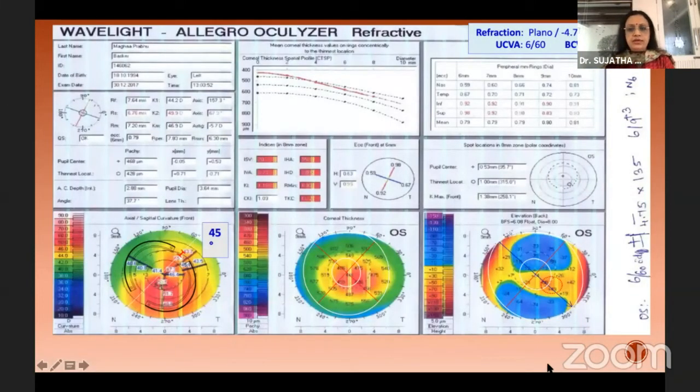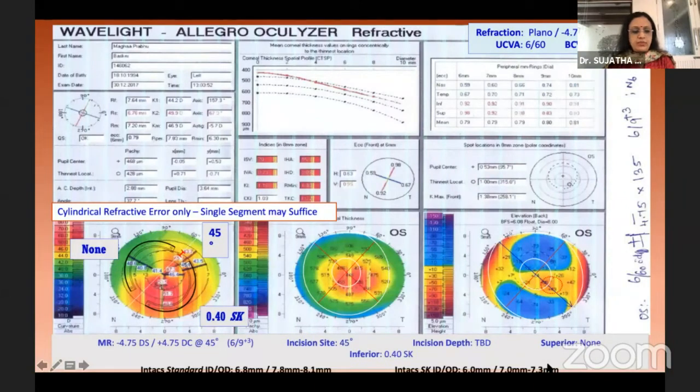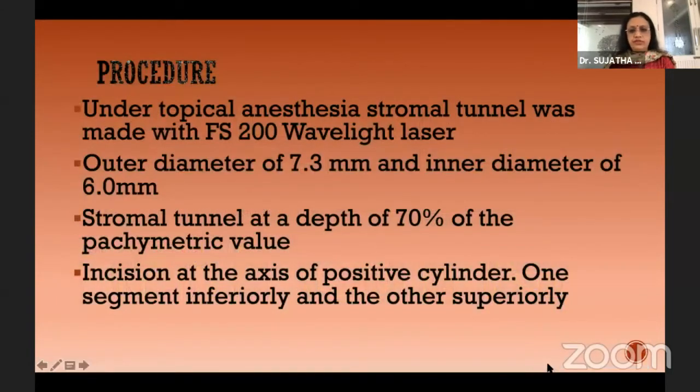So this is a patient who had a minus 4.75 diopter cylinder. So we decided to place only a single segment, as you can see, in the inferior area, and none in the superior area. The incision is at 45 degrees. This cylinder is at 135. When you go to the positive cylinder aspect, you get 45 degrees as the steepest area, and that's where the incision is placed. So when you convert it, it becomes minus 4.75 with plus 4.75 at 45 degrees. The incision depth is usually 70% of the thickness at the 6 millimeter zone.